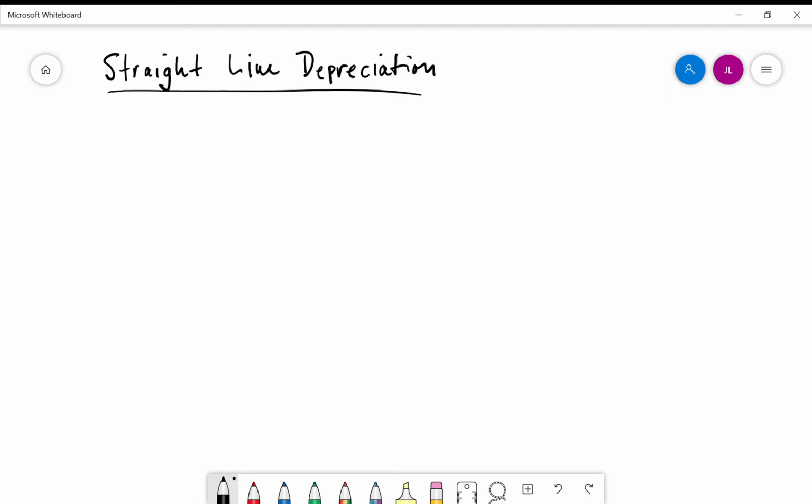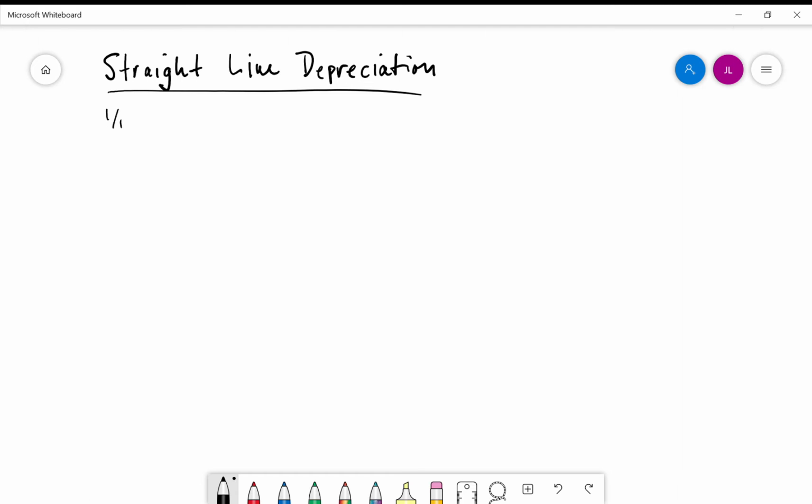Okay, straight line depreciation. When we're talking about straight line depreciation, we're really looking at a depreciation rate that is pretty constant throughout the life of an asset that we may have. Now, let's look at a pretty simple example of this.